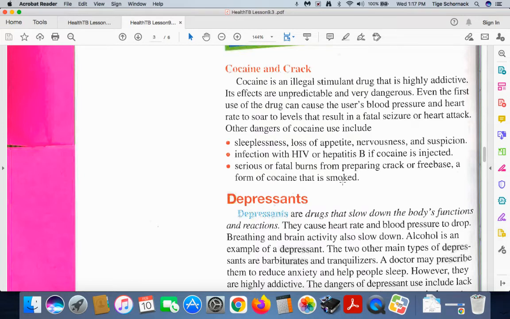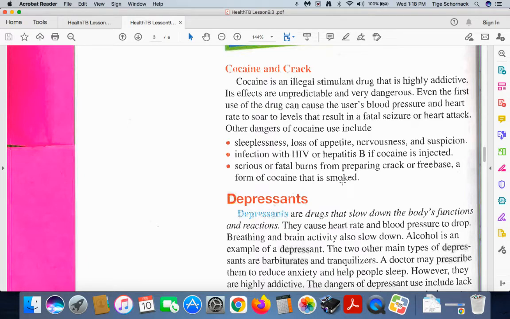Serious or fatal burns from preparing crack or freebase, a form of cocaine that is smoked. Back to the killing, or death from it. Sorry, not really killing. A former coworker I had at Kmart, her youngest son, a very good athlete at South High, did cocaine once at a party and had a heart attack and died. So, kids, that's something that you can do once, and that thing will speed up your heart so quick you'll have a heart attack.